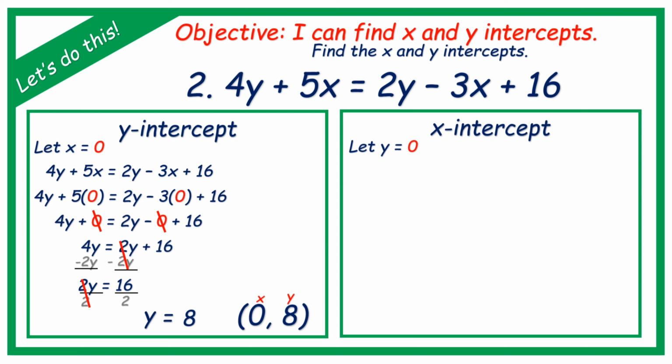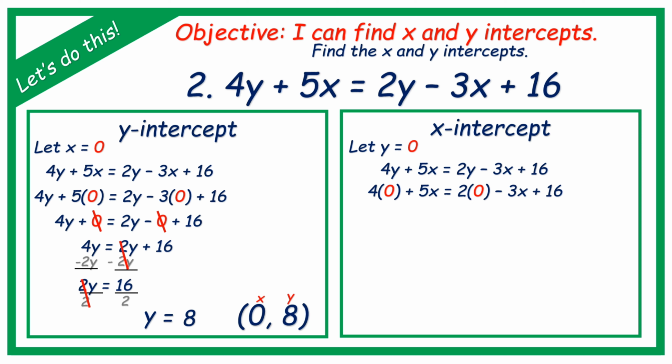Now let's go to the x-intercept. Again, this time let y equals 0. Last time we used let x equals 0. This time we're going to use let y equals 0. Then copy the given: 4y plus 5x equals 2y minus 3x plus 16. Easy, right? Then the next thing that will happen, we are just going to change y into 0.